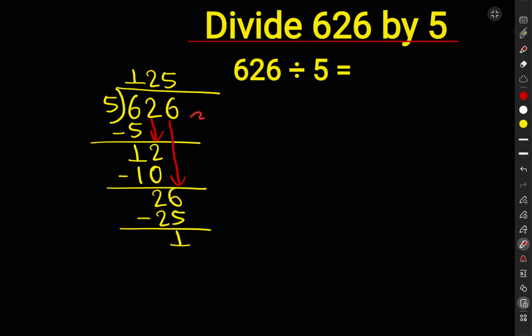So now we have no other number to put down. So we take a decimal here, so that we can put 0. So it is 10 and 5 times 2 is 10. On subtracting we get 0. So 626 divided by 5 is 125 decimal 2.